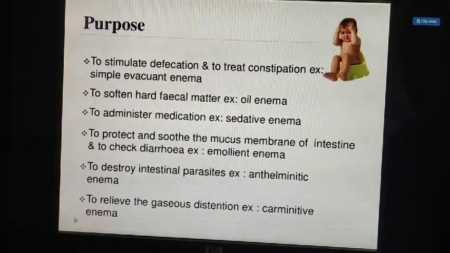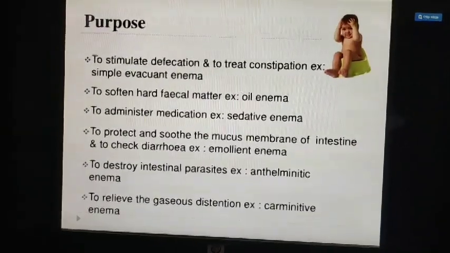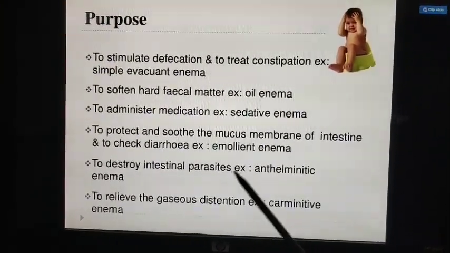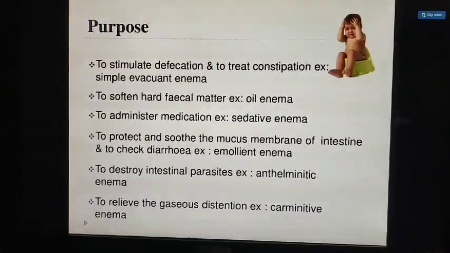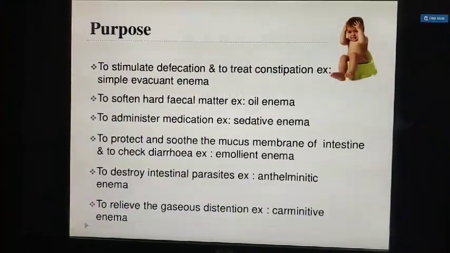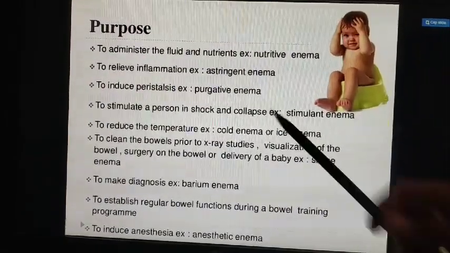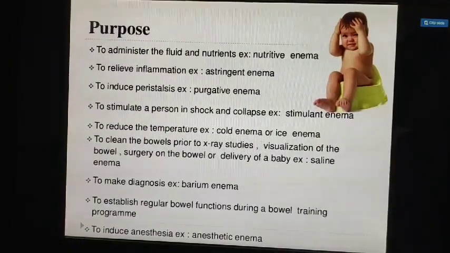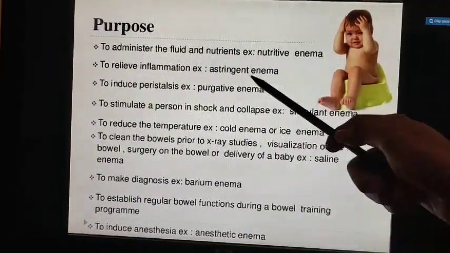Then to protect and soothe the mucous membrane of the intestine and to check diarrhea. Next one is to destroy intestinal parasites. Example is an anthelmintic enema. Usually we give this to children. Then to relieve gaseous distension, that we call carminative enema or antispasmodic enema. Understood? Next purpose is to administer fluid and nutrients. That example is a nutritive enema. Then to relieve inflammation, that we call astringent enema.